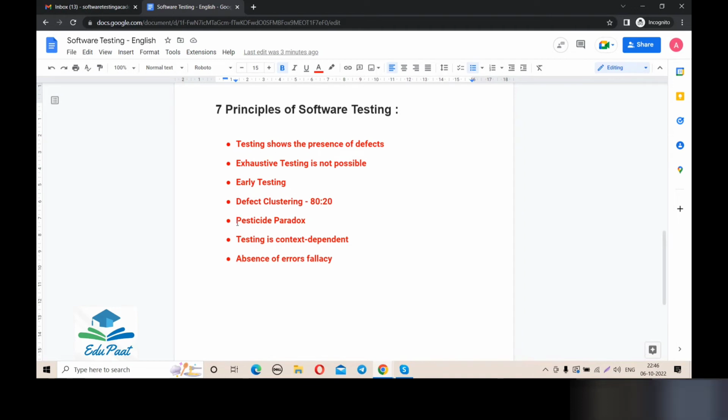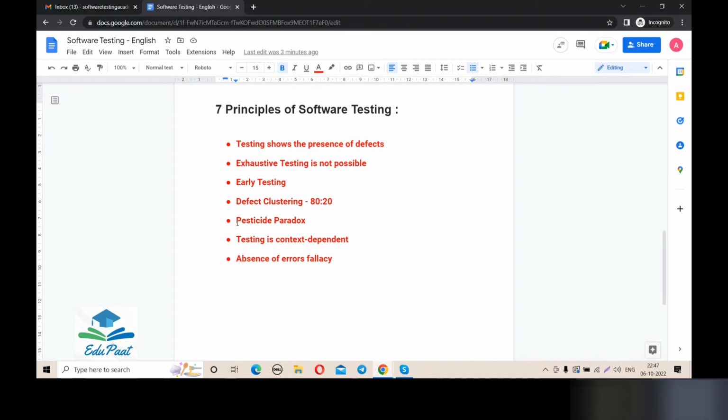In a simple way, to give an example from real life: the pesticide paradox means pesticide makes pests immune to its use. Similarly, subjecting a module to the same test cases can make the module immune to the test cases, right?